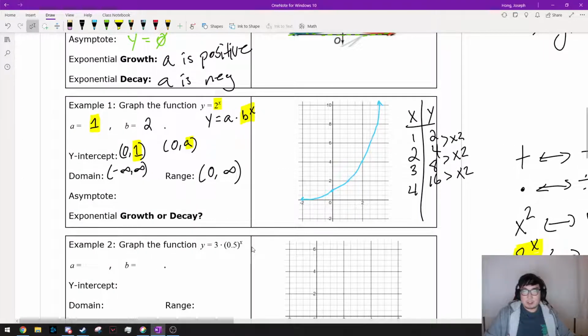The asymptote, since it approaches 0 but doesn't touch it, that means that my asymptote is y equals 0. Because it's horizontal, horizontal goes left and right, as in, you look at the ocean horizon. So this is horizontal.